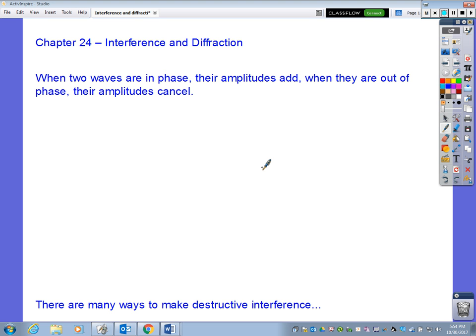Interference. When two waves come together, they can combine either constructively or destructively. Here's what I mean. If the first wave looks like this, and the second wave looks essentially the same, it goes up when the first wave goes up and down when the first wave goes down, we say they're in phase. They're waving together. And when they combine, the new wave looks just the same except it's twice as big.